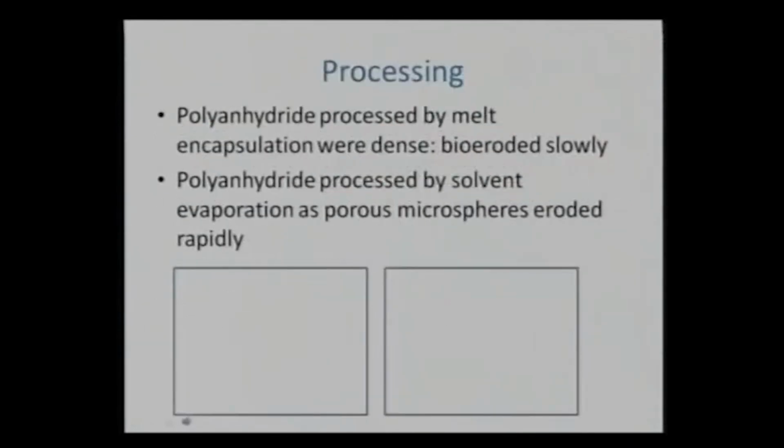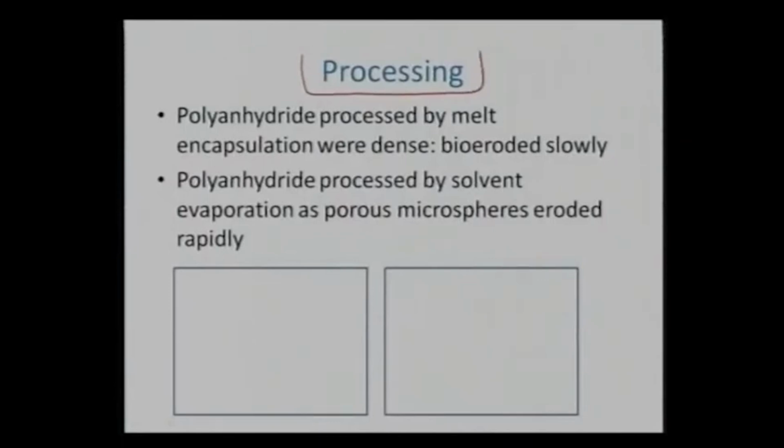And apart from the enzymatic action or the overall nature of the morphology, processing is also very critical, because processing is the one which can dictate or change the overall structure or the morphology of the processed polymer. So in certain cases, like when we have polyanhydride which has been processed by melt encapsulation, it is very dense, so it is eroding very slowly.